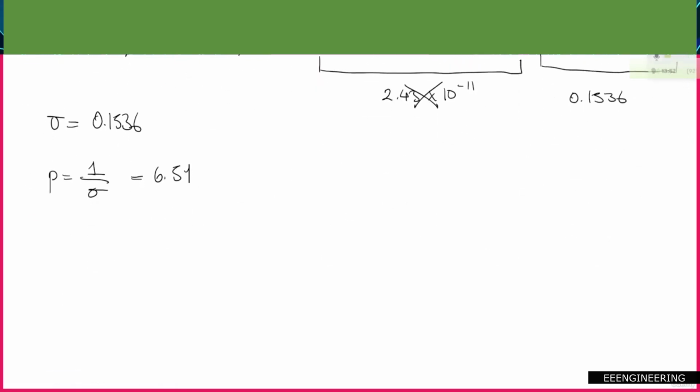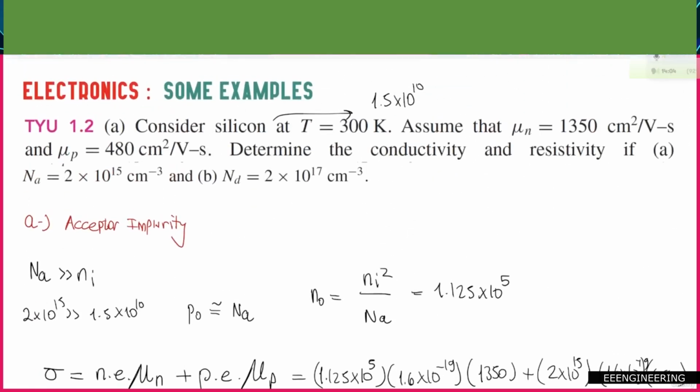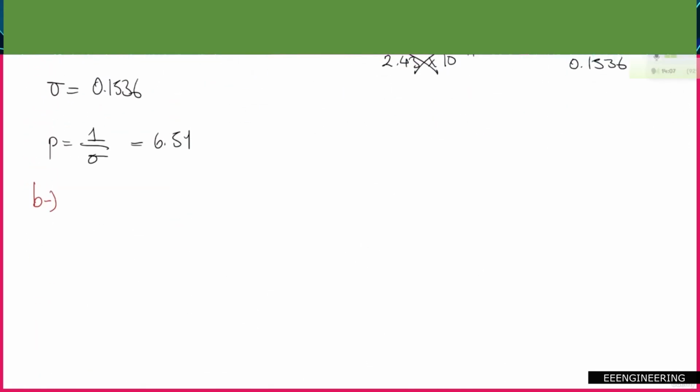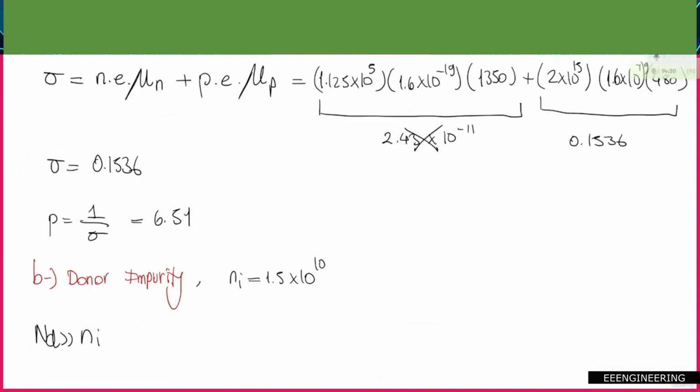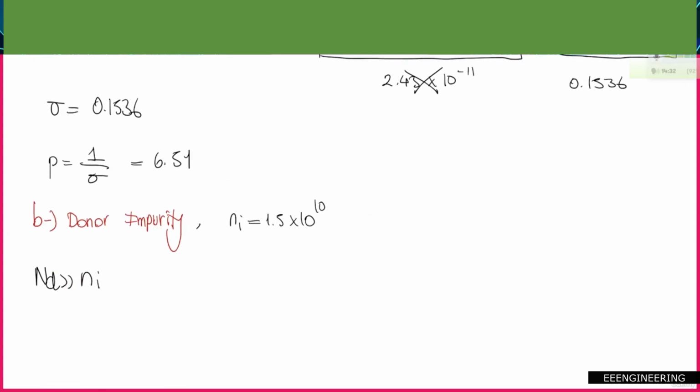And in part B, this time we have a donor impurity. How do we understand that? Basically, we are given ND in the question. So let me first put donor impurity. This time again, we know that the intrinsic concentration for silicon is 1.5 times 10^10 again. And notice that ND is a lot greater than Ni, the intrinsic carrier concentration. We can easily see that when you go up and compare the values, 2 times 10^17 is a lot greater than 1.5 times 10^10.